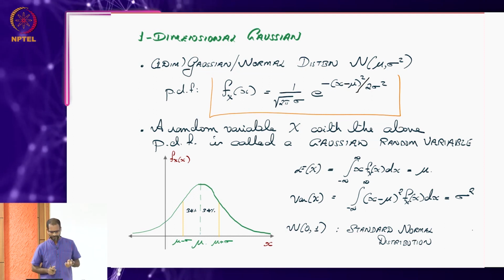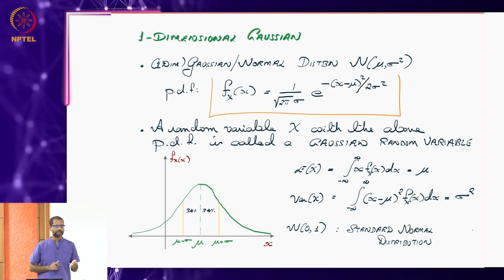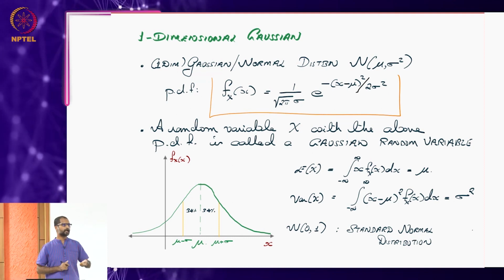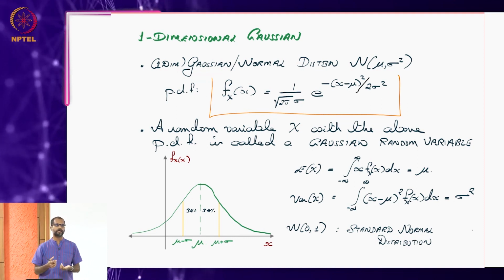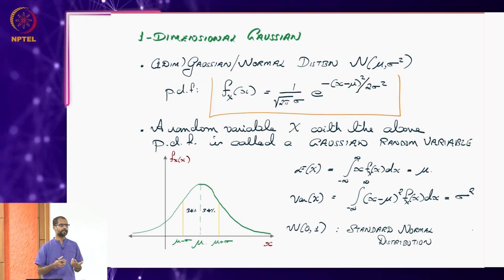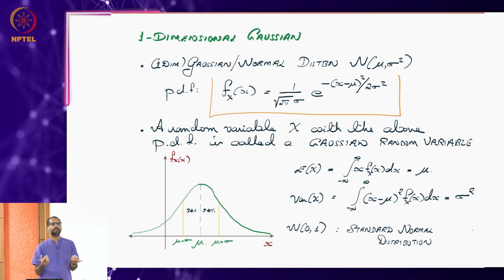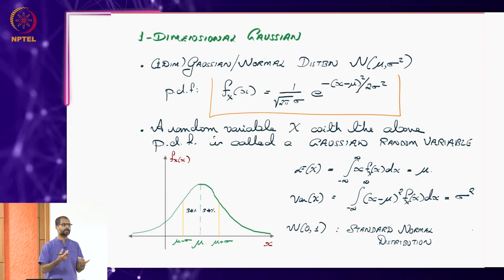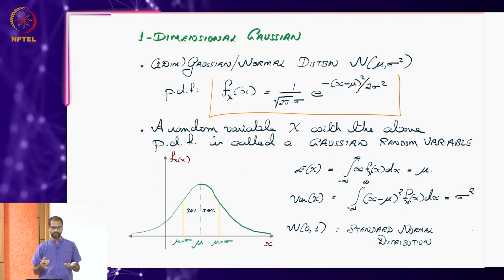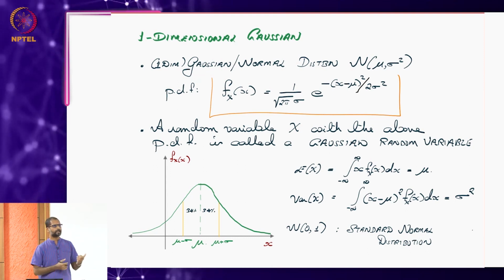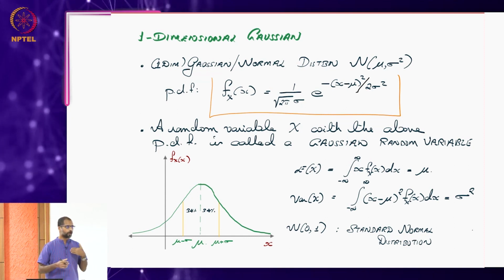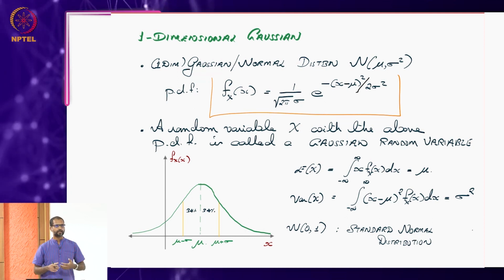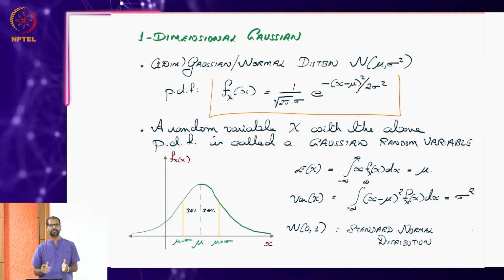The first thing to note about this is that it is a continuous distribution, unlike a coin toss or throwing a die. In a coin toss or throwing a die, you have only finitely many possibilities, but this is a continuous random variable in the sense that it can take values from a continuous set. In this particular case, it can take any value between minus infinity and infinity, but not with the same probability. The probability varies in this fashion.